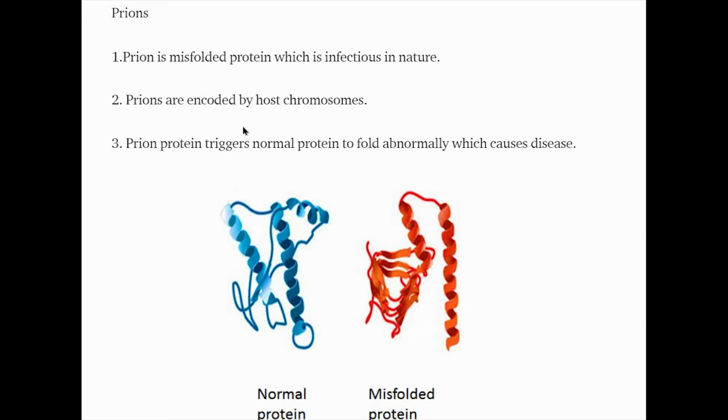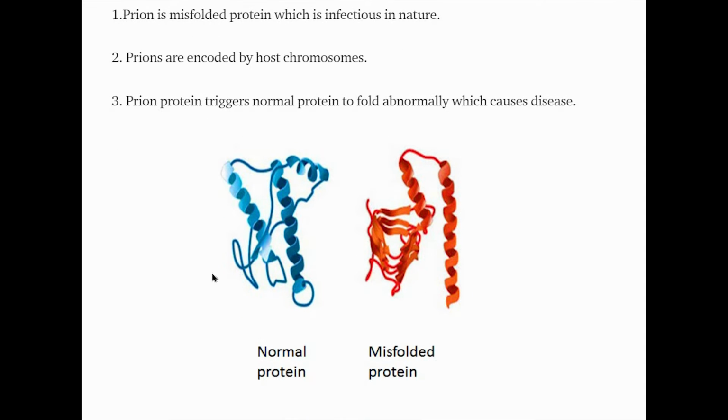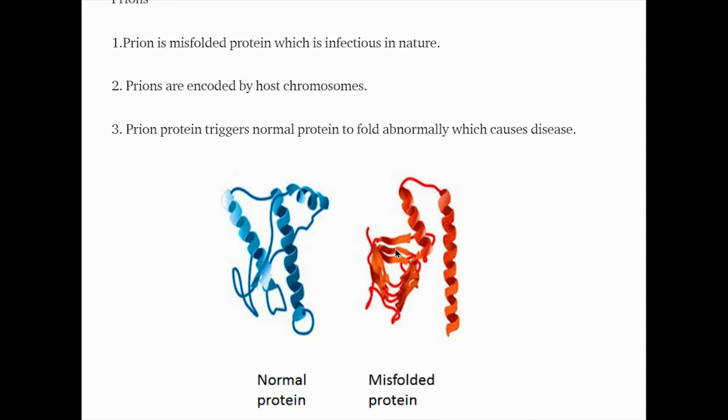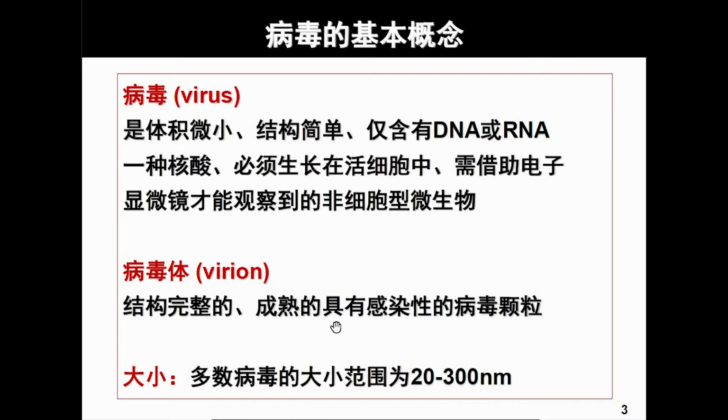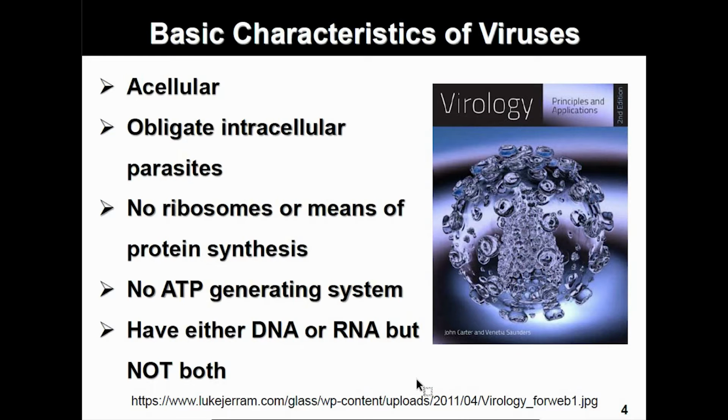Now what is prion? Prions are proteins. At first there is a normal protein encoded by the host chromosome, which changes into a misfolded, infectious protein that can cause disease. These are called prions. Prion, I think, is pronounced prion. The size is about 20 to 300 nanometers.